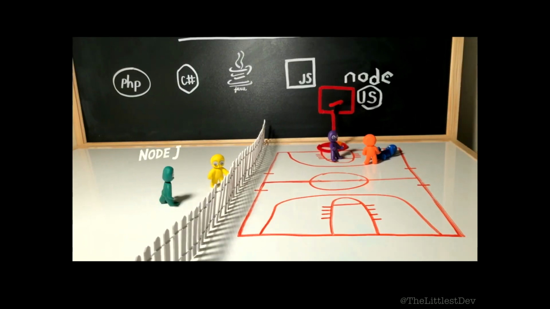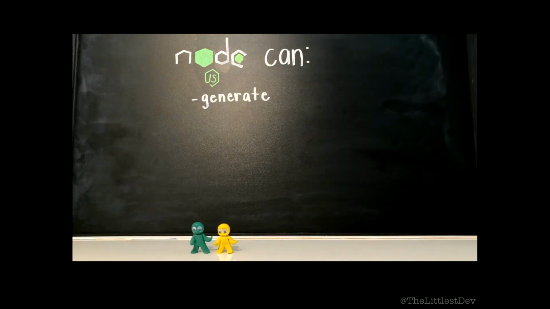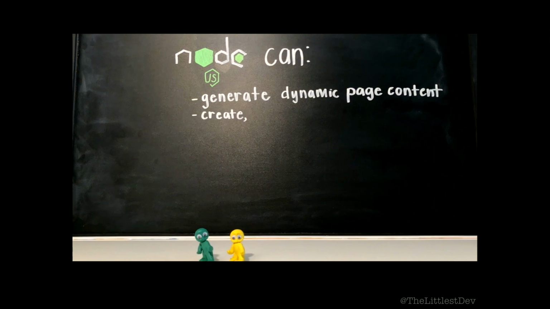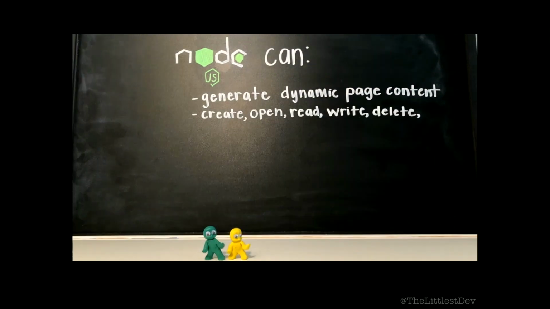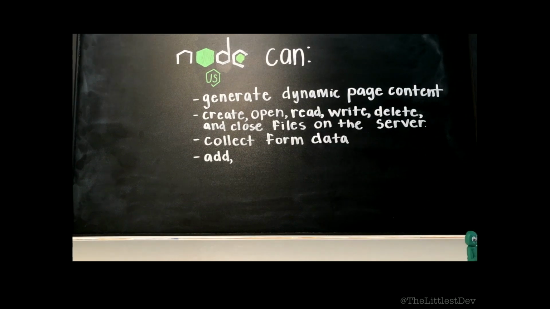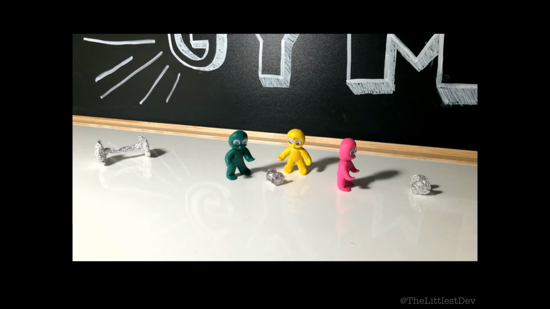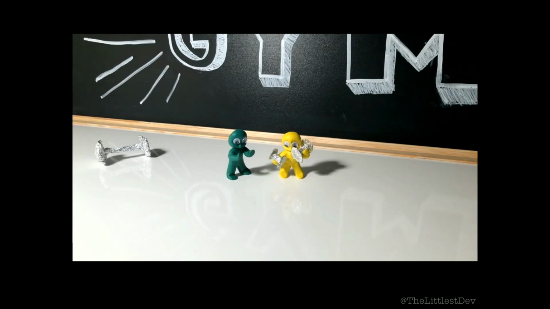In 2011, Node.js was introduced. Node helped JavaScript handle more backend type stuff, such as generating dynamic page content, creating, opening, reading, writing, deleting, and closing files on the server, collecting form data, adding, deleting, and modifying data in your database. In this scenario, we can imagine Node as a personal trainer for JavaScript. Go JavaScript, you got this!